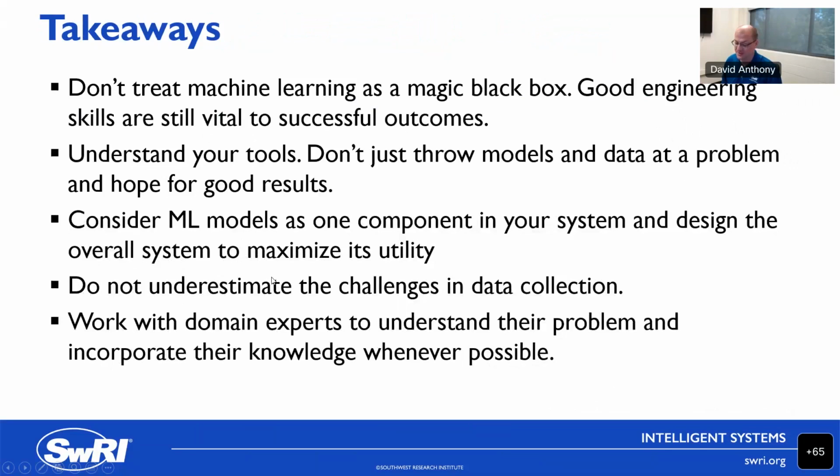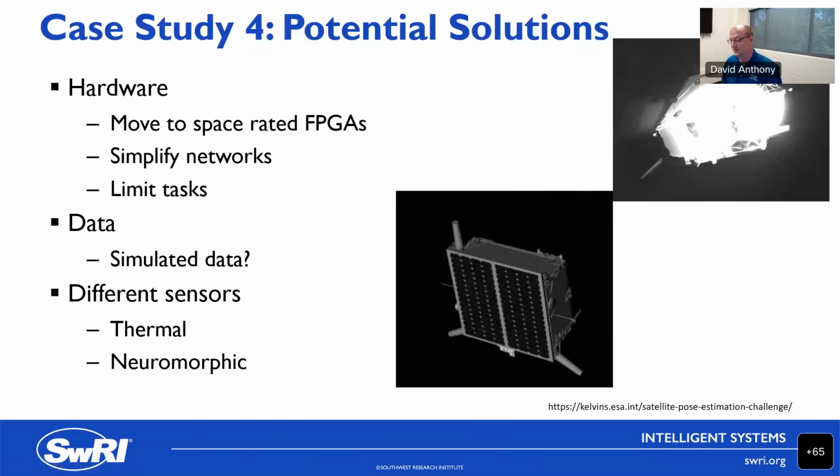And in general, also using different sensors. Do we need thermal sensors? Do we need neuromorphic cameras? Things that may operate better in space that we don't commonly, or much less commonly, use here on Earth.